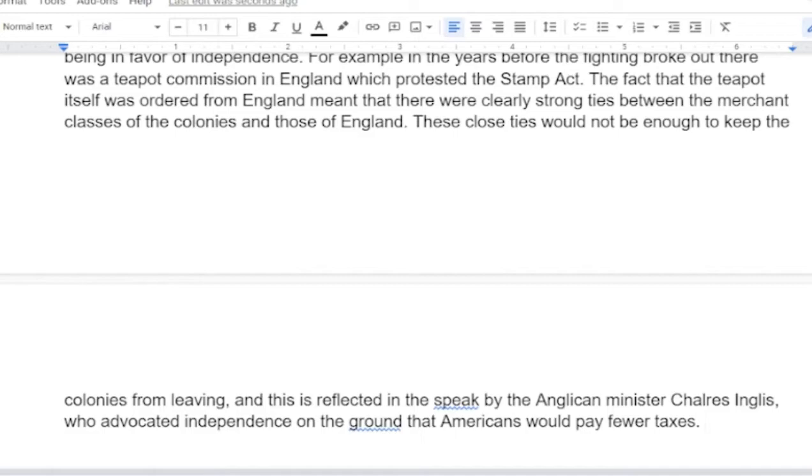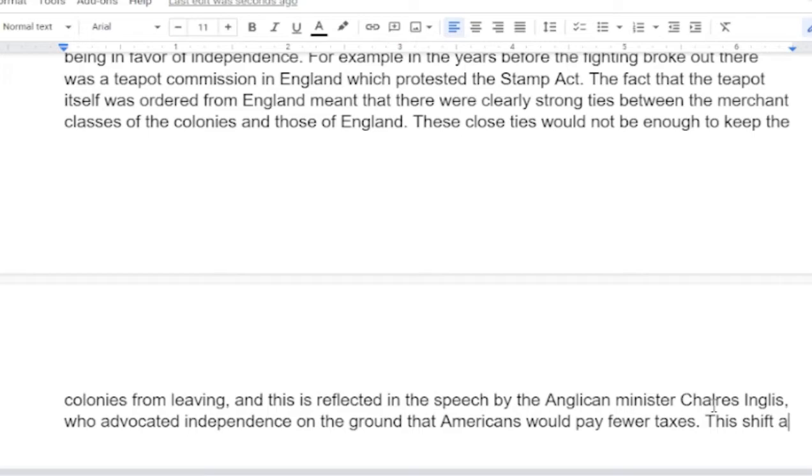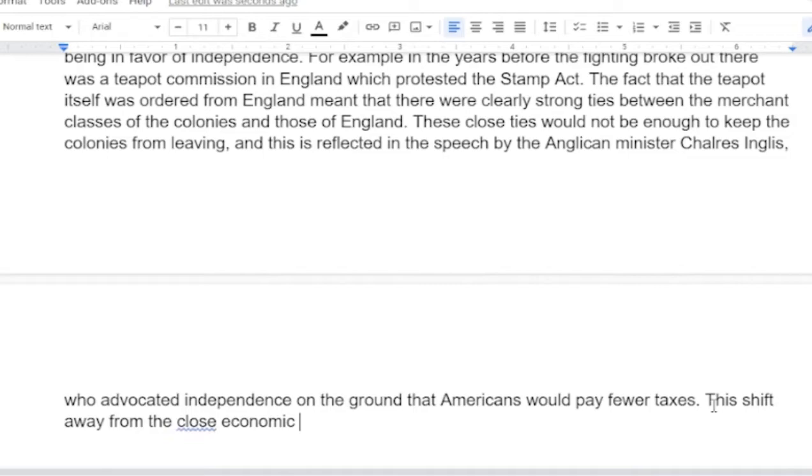By the speech on the grounds, this shift away from the close economic ties of the colonies to the ideas of independence to avoid having to pay British taxes.